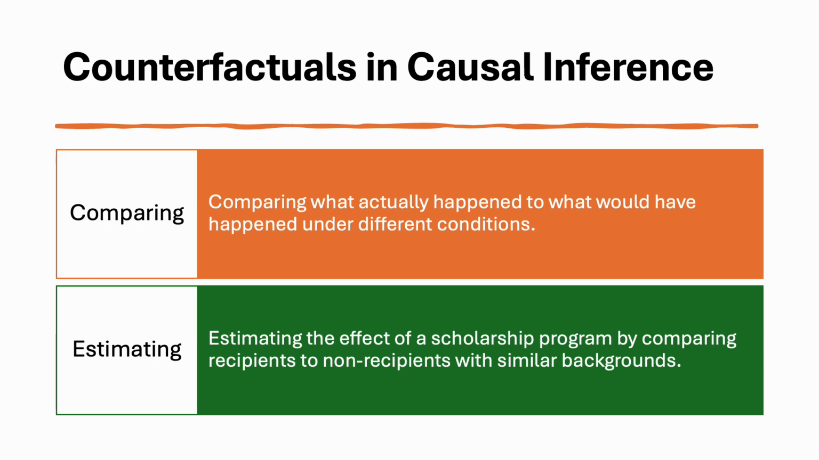Counterfactuals are powerful because they help us evaluate interventions that can't be tested in real life experiments. For instance, we can't go back in time and give a scholarship to someone who didn't receive one. But by using data and statistical methods, we can estimate what might have happened. This approach is widely used in policy evaluation, medicine, and business to make informed decisions.